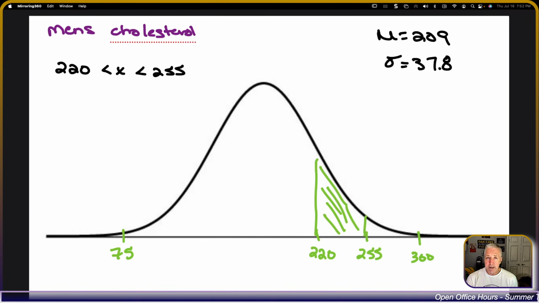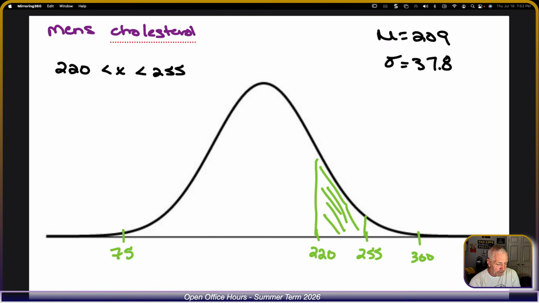Well, we don't have a table for every different scenario: cholesterol, blood pressure, weight, those kind of things. So we have to push everything to a standard normal. So these numbers, this 220, this 255, are what we're working with from the data, but we have to take these and determine what the z-score is, that measure of distance from the mean, where 220 lies outside of that mean, 255 lies outside of that mean on this particular curve. So let's do that.